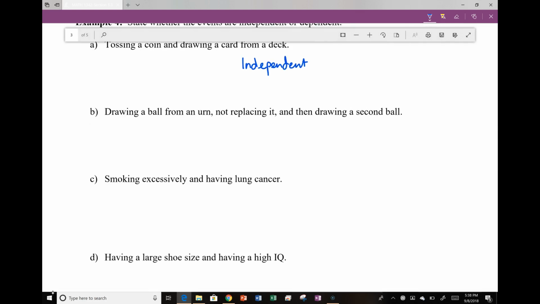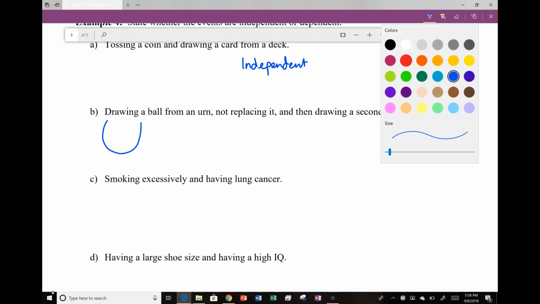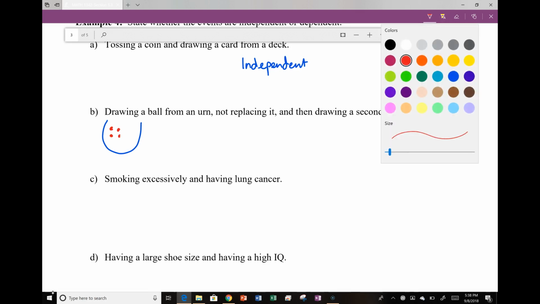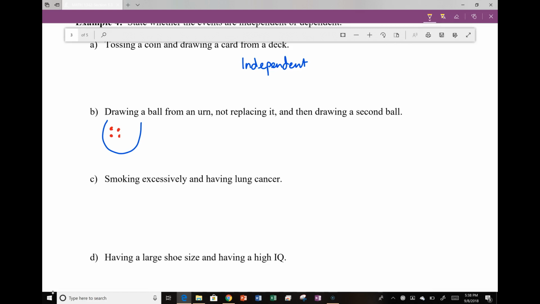Drawing a ball from an urn, not replacing it, and then drawing a second ball. Let me draw an example. Here's an urn. I have 4 red balls, I have 2 yellow balls, and I have 3 green balls.